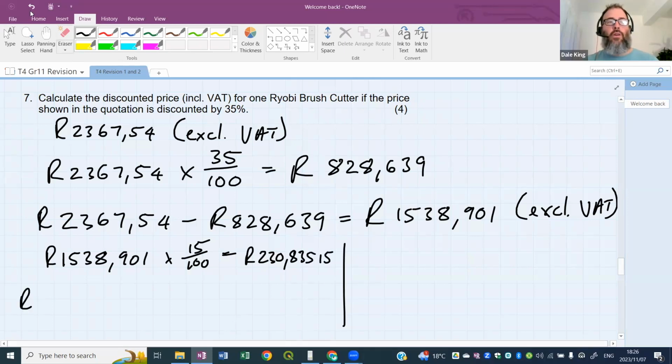Now we're going to add it on, and I'm going to cheat. I'm tired of writing long numbers all the time, so let's just use that and add these together.